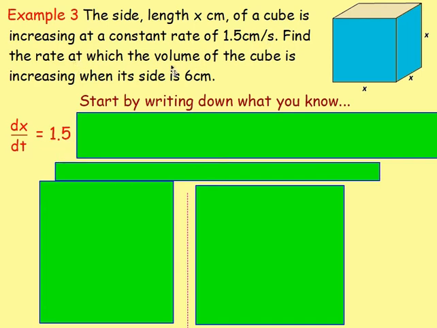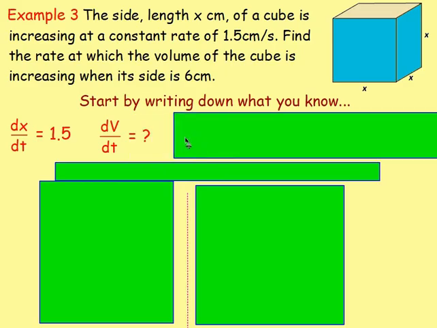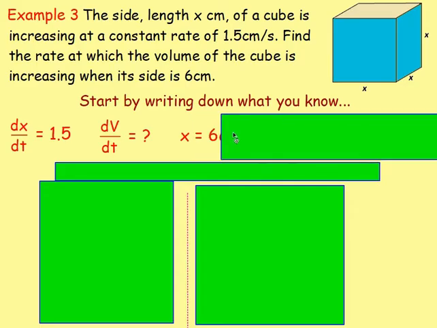Find the rate at which the volume is increasing. Well, if the volume is increasing, again, it's with respect to time, so we can write that down as dv by dt. And that's equal to, well, that's what we want to find. We're also told when the side is 6 centimetres, so we know the length of the side is 6, so we can say that x equals 6. Again, think, is there anything else you could work out?